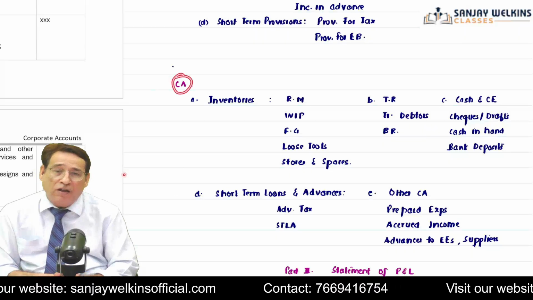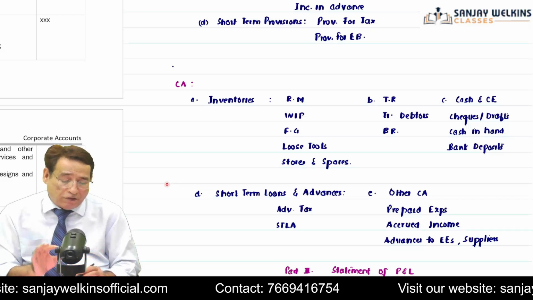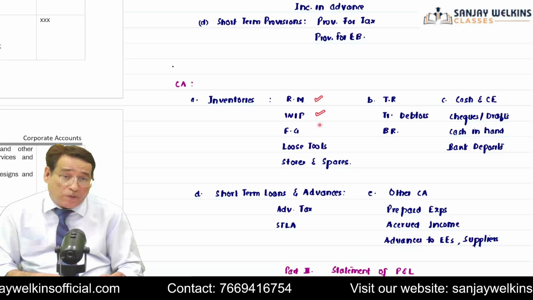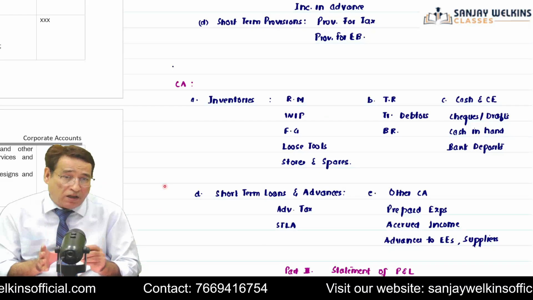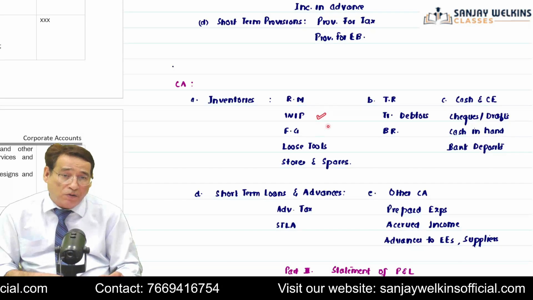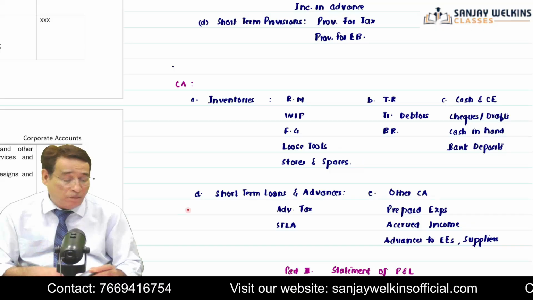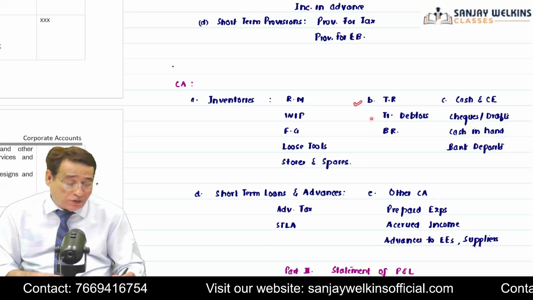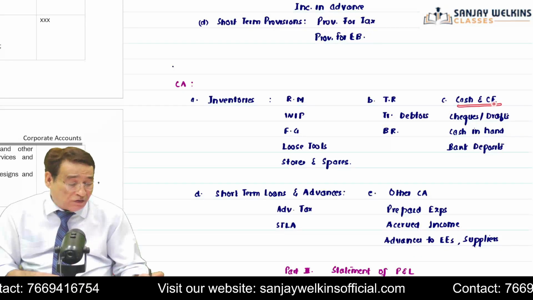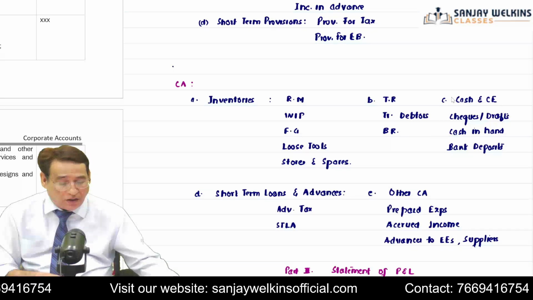Then coming over to the current asset, I have already told you under current asset, the first item is inventory. Generally, when we say inventory, it will include inventory of raw material, even the work in progress, then even finished goods. That means under inventory, we have to write the closing stock of raw material, closing stock of work in progress, closing stock of finished goods, even the loose tools and stores and spares. Is it clear to you? The second one is trade receivable. I've already told you trade receivable includes trade debtors and bills receivable. Then cash and cash equivalent. Here we will include cheques in draft, cash in hand and cash at bank, that is bank deposits. Is it clear to you?